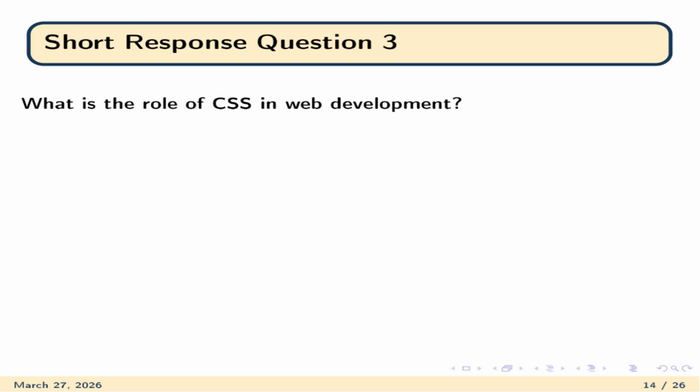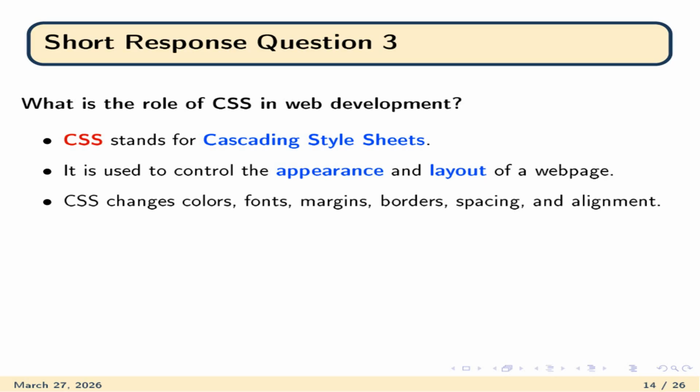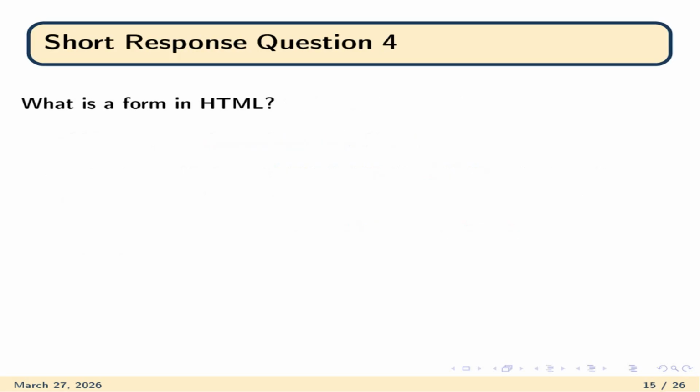What is the role of CSS in web development? CSS stands for Cascading Style Sheets. It is used to control the appearance and layout of a web page. CSS changes colors, fonts, margins, borders, spacing, and alignment. It can also be used to add transitions and animation for better visual effects.